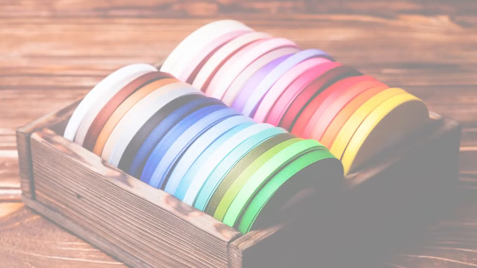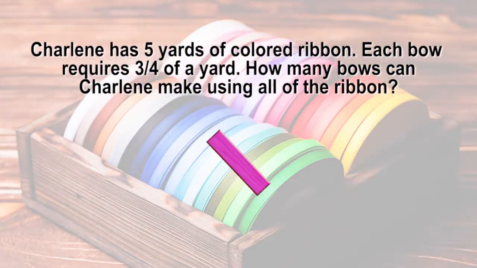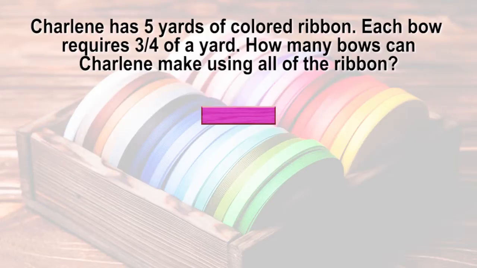Let's begin with the following division word problem. Charlene has 5 yards of colored ribbon. Each bow requires 3/4 of a yard. How many bows can Charlene make using all of the ribbon? This problem can be modeled using Cuisenaire rods. A purple rod represents 1 yard.